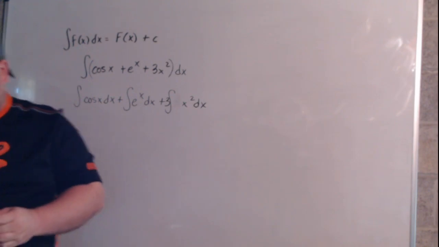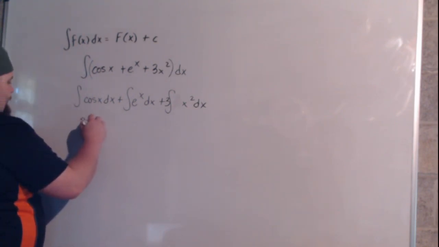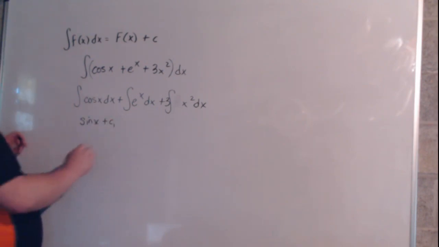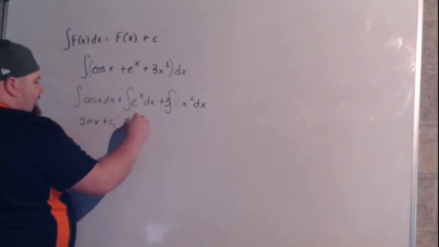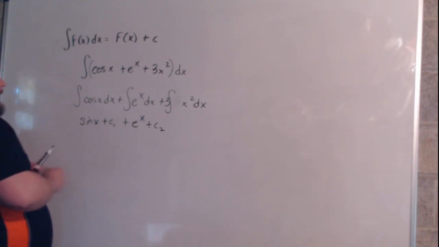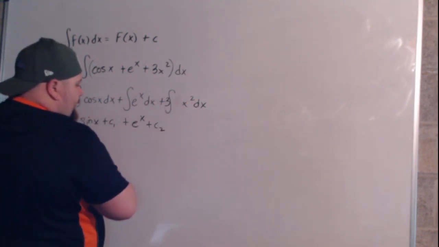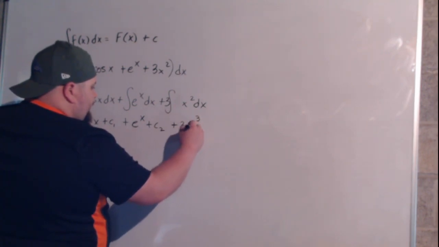So good. Sine x, and I'm going to say plus c1 for that one. Integral e to the x. We love that one because it's just e to the x, plus c2. And integral of x squared is x cubed over 3.